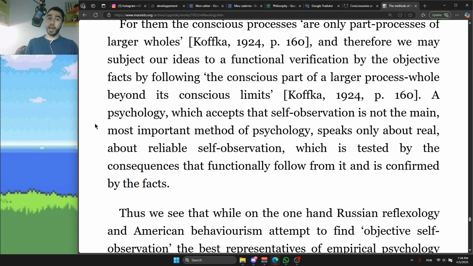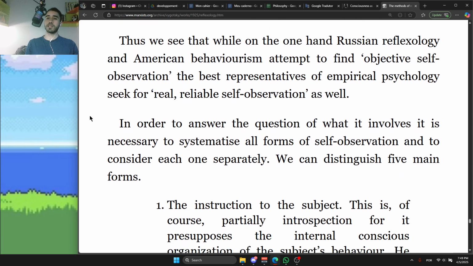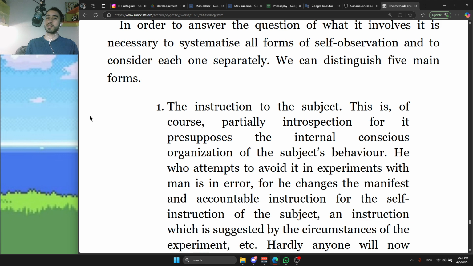limits. A psychology which accepts that self-observation is not the main, most important method of psychology speaks only about real, reliable self-observation, which is tested by the consequences that functionally follow from it and is confirmed by the facts. Thus we see that while on the one hand Russian reflexology and American behaviorism attempt to find objective self-observation, the best representatives of empirical psychology seek real, reliable self-observation as well. In order to answer the question of what it involves, it is necessary to systematize all forms of self-observation and to consider each one separately.